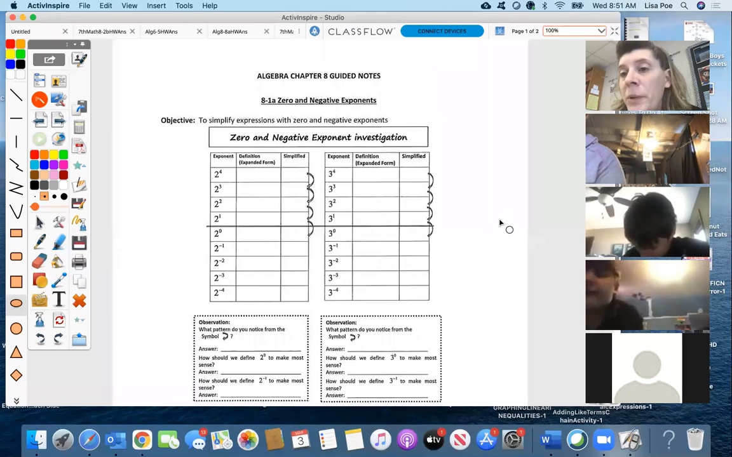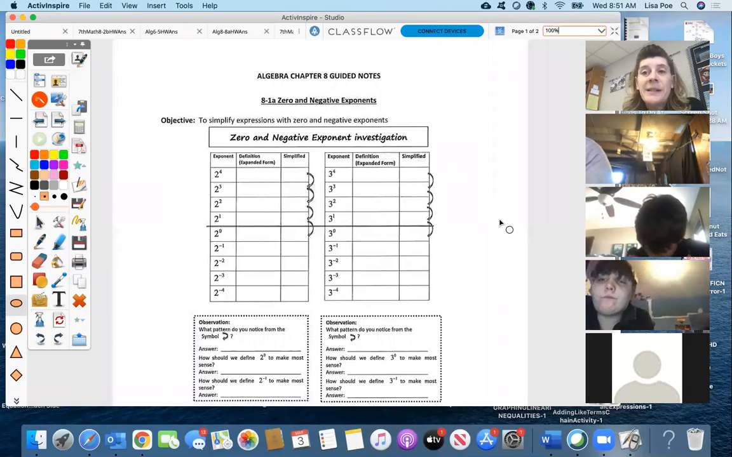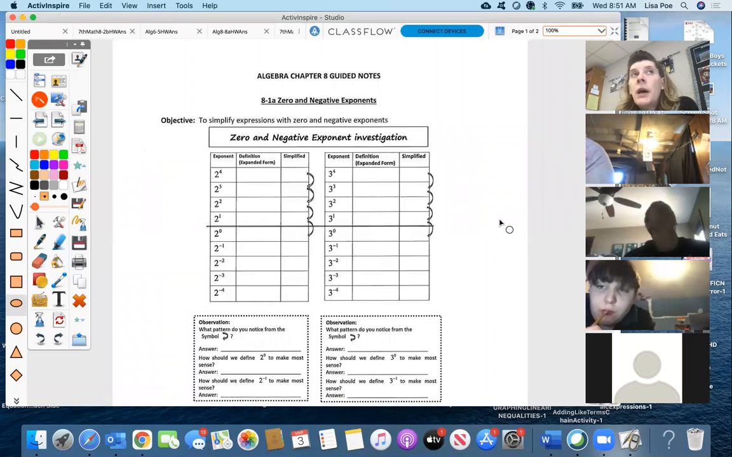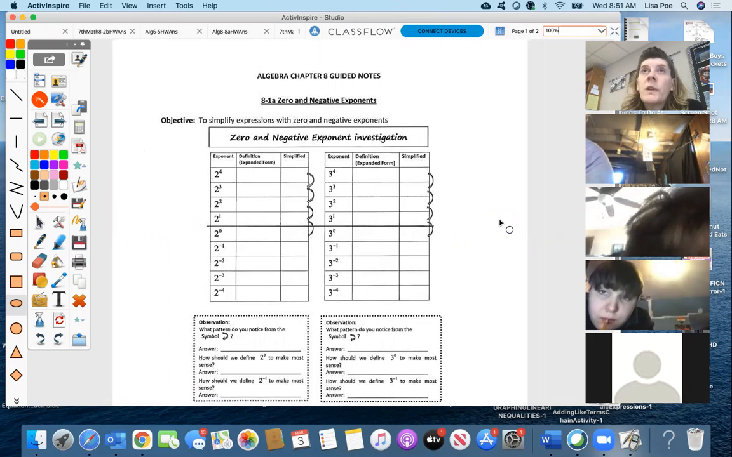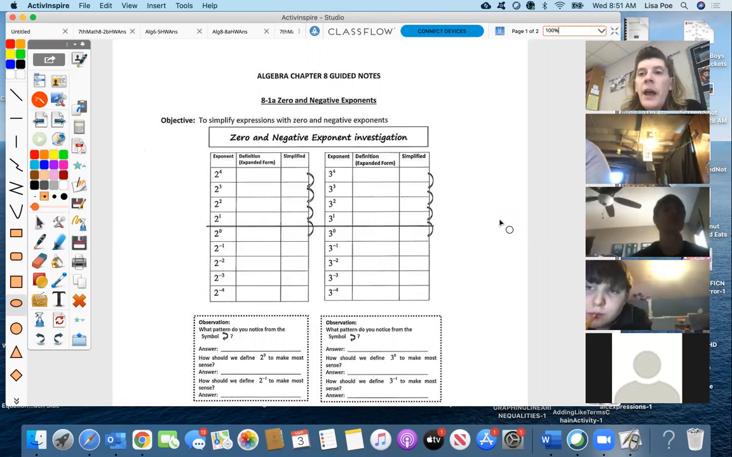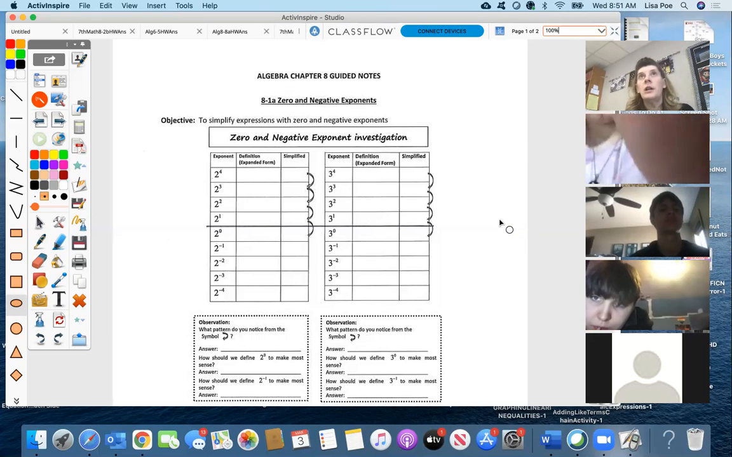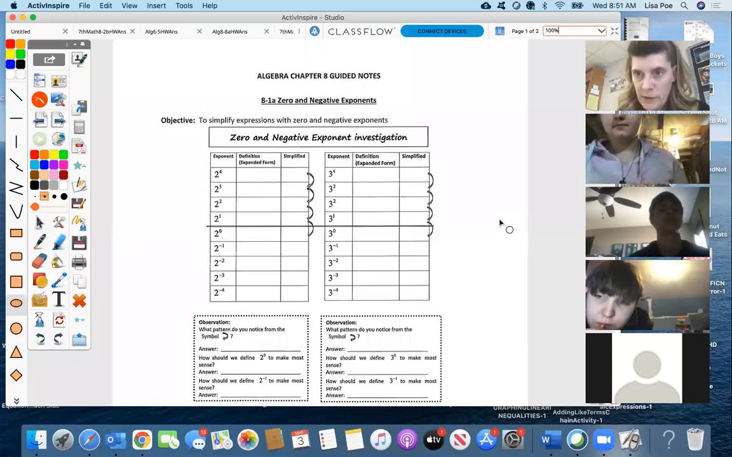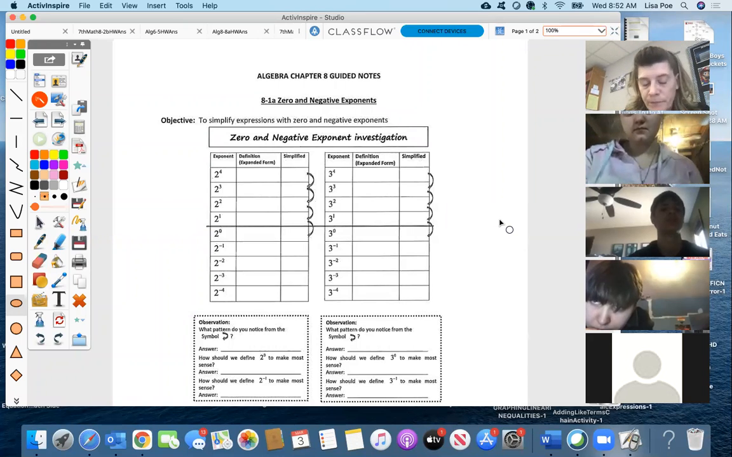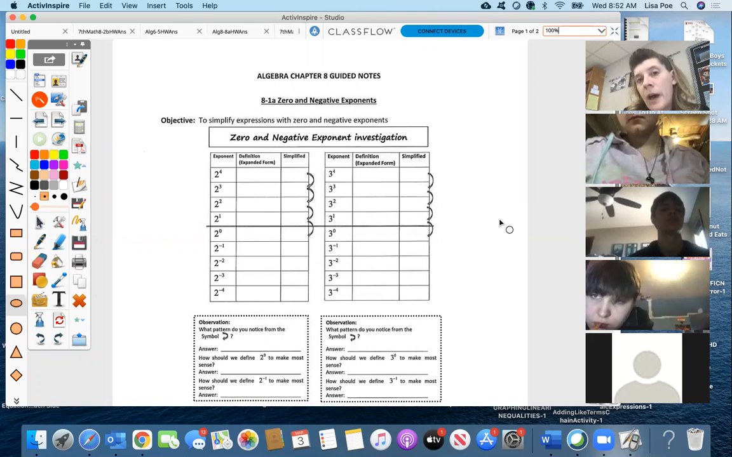All right, first of all, a big overview of all of chapter 8 is all about exponents and powers and how the applications of those. So we're going to be talking about all kinds of powers and exponents. Okay, so the first thing we're going to do is start off with this property of zero and negative exponents.